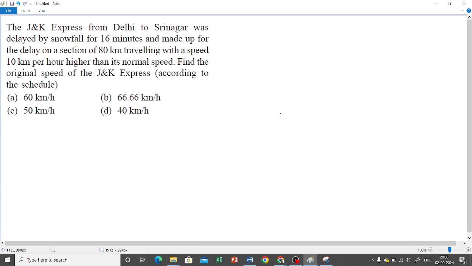The JNK Express from Delhi to Srinagar was delayed by snowfall for 16 minutes. So the answer is 50 kilometer per hour. See, right. Anybody else? Did anybody else get the answer? Ritama, Ishika?